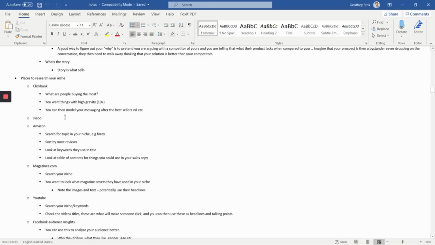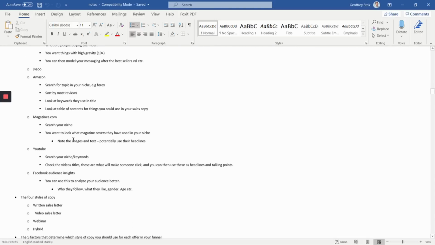Places to research your niche. You can look on ClickBank. What are people buying the most? You can search by gravity. You can then model your messaging after the best sellers. JVZoo, Amazon. On Amazon, simply search for a topic in your niche, for example Forex, sort by the most reviews, look at the keywords they use in the title, and look at the table of contents for things you can use in your sales copy.